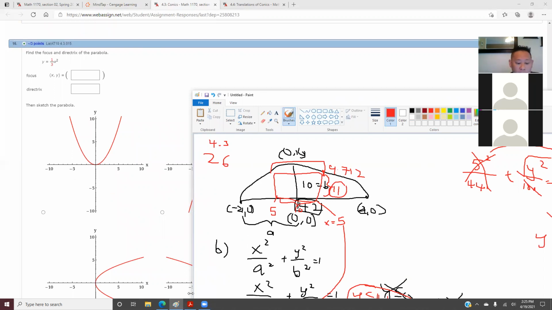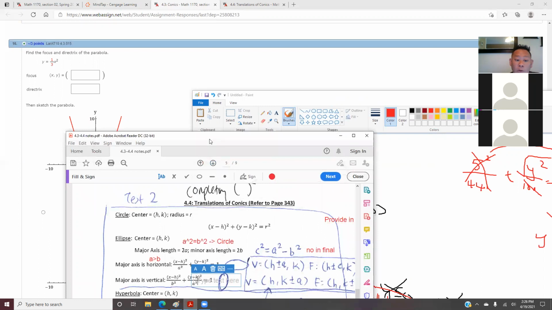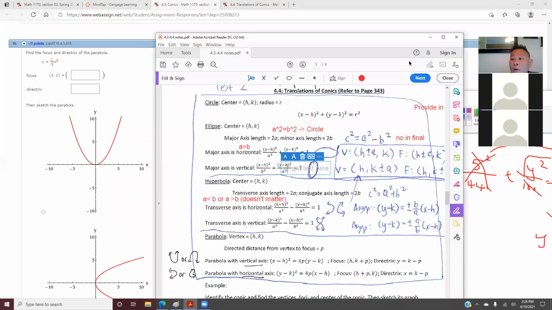So for parabola, if you look at the notes in D2L for 4.4, this whole thing is provided in your test, so you do not need to worry about memorizing all four conic sections here. The main part is to make sure you know this formula, because it's good when your vertex or your center is at 0, 0. That's why this formula is good for 4.3 and 4.4.